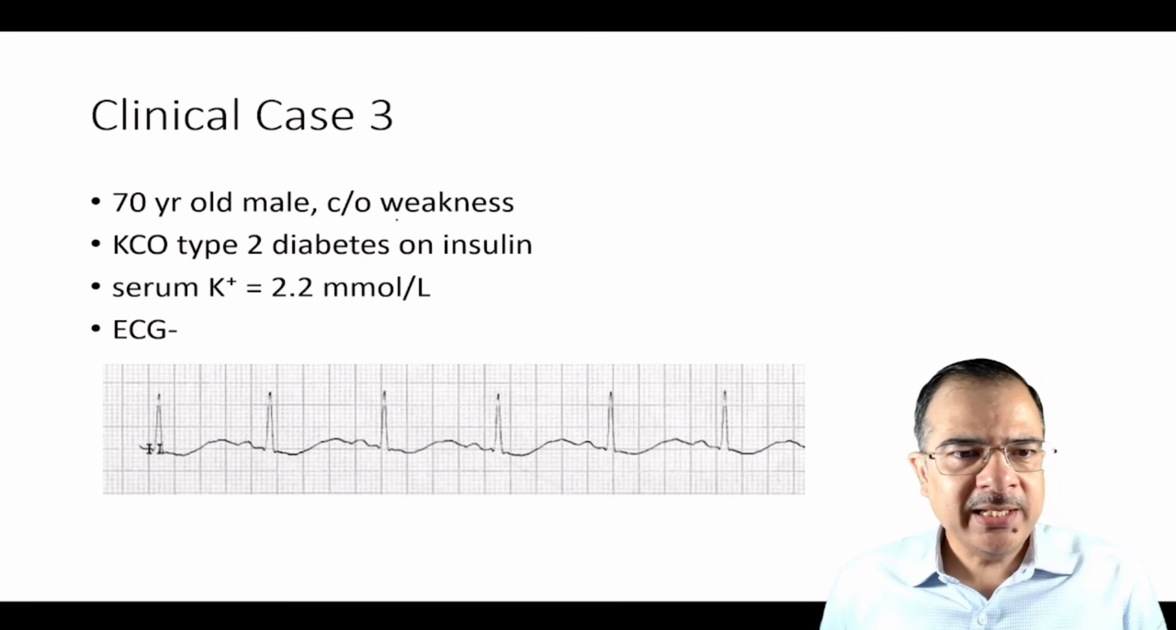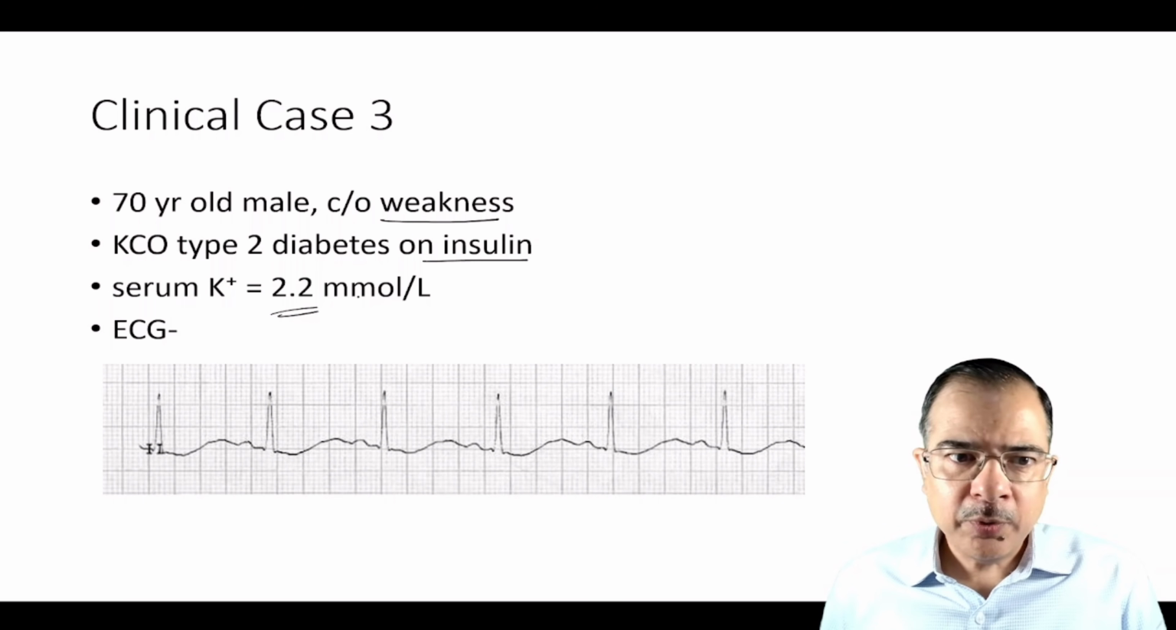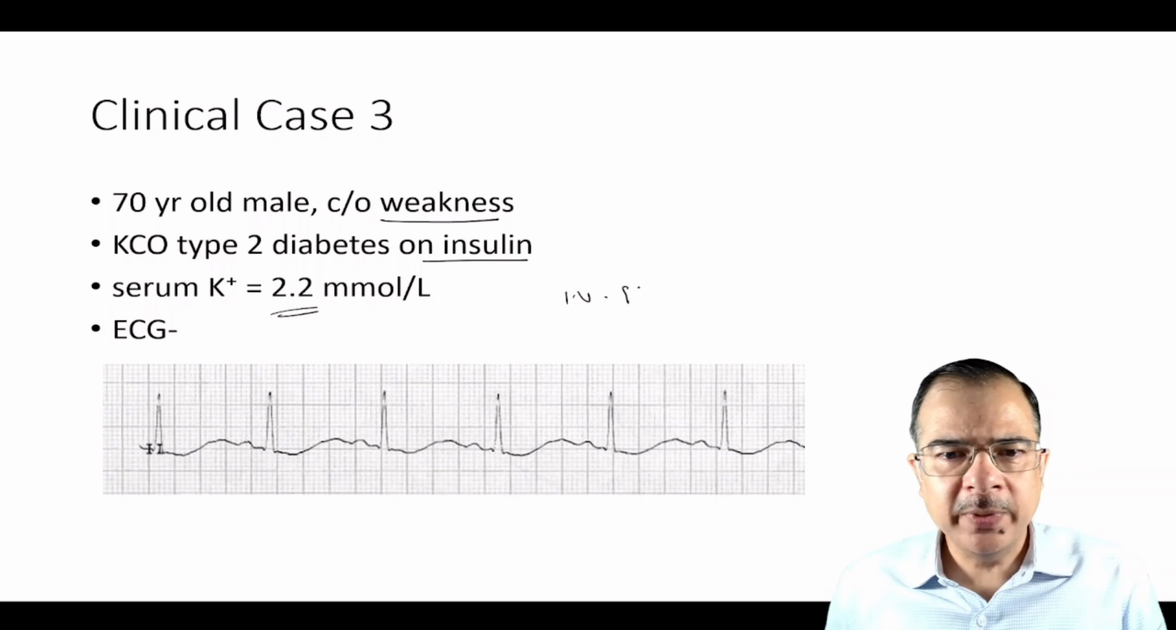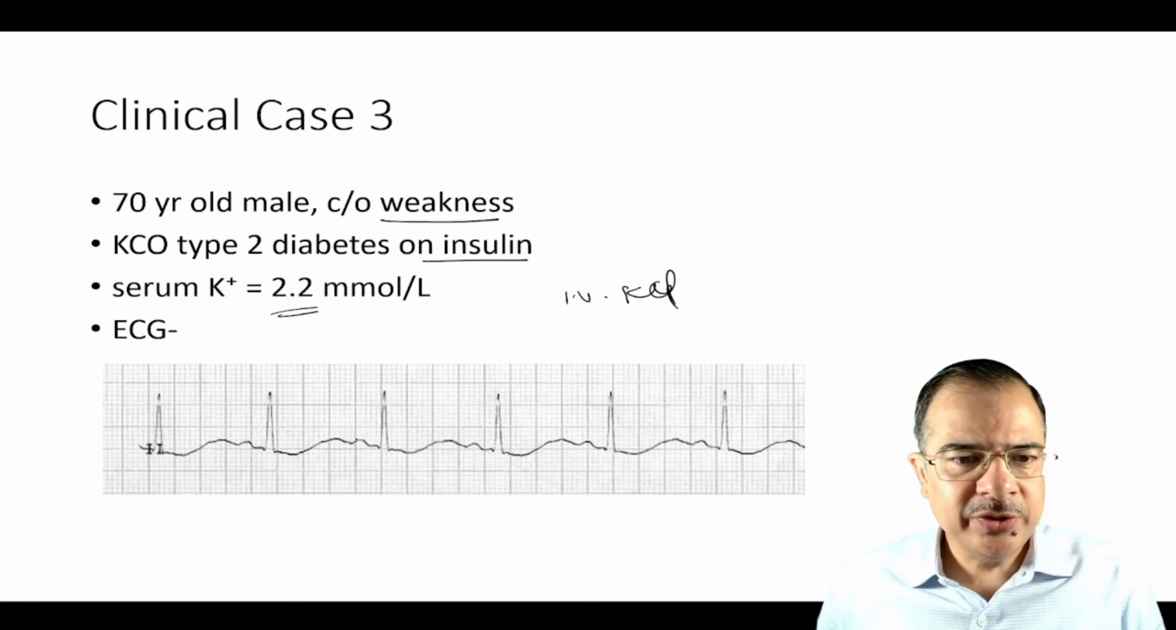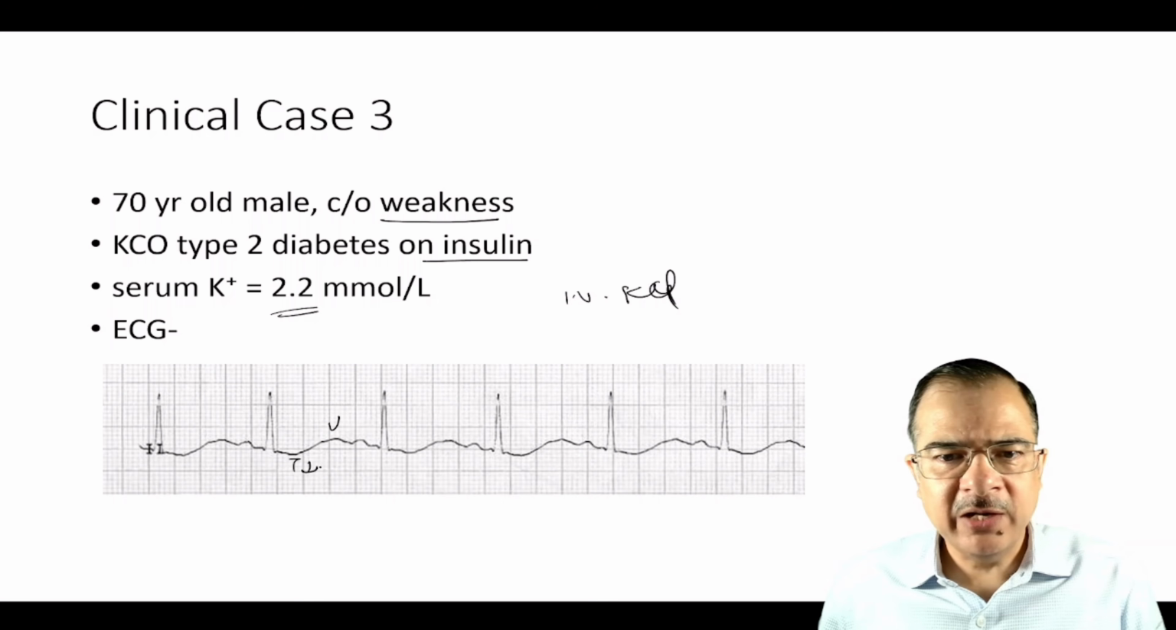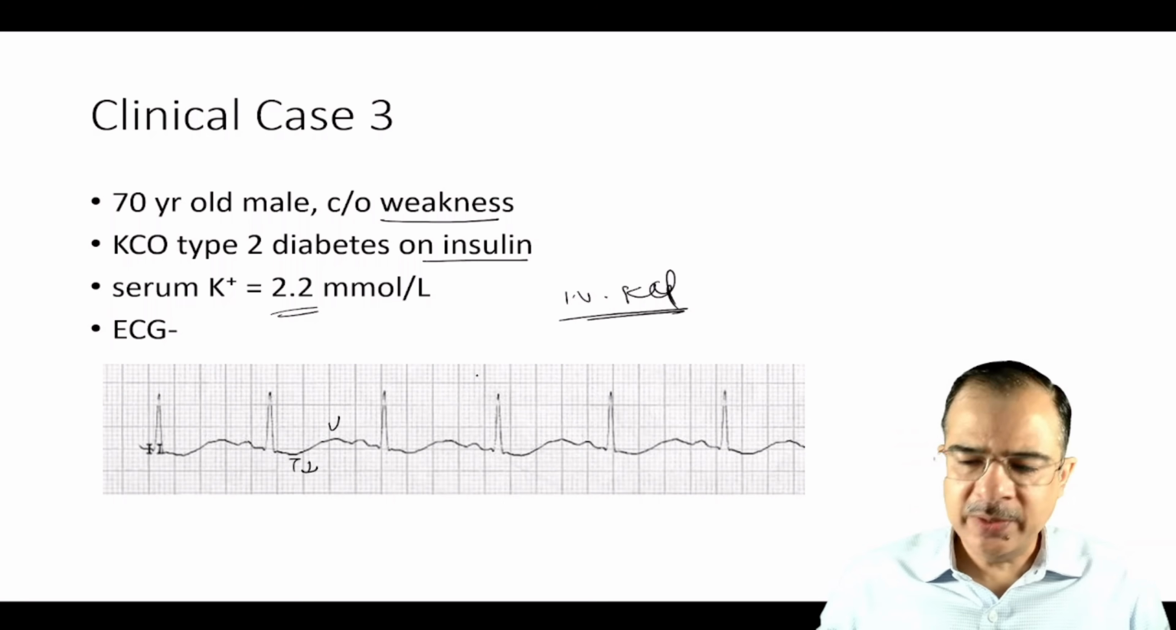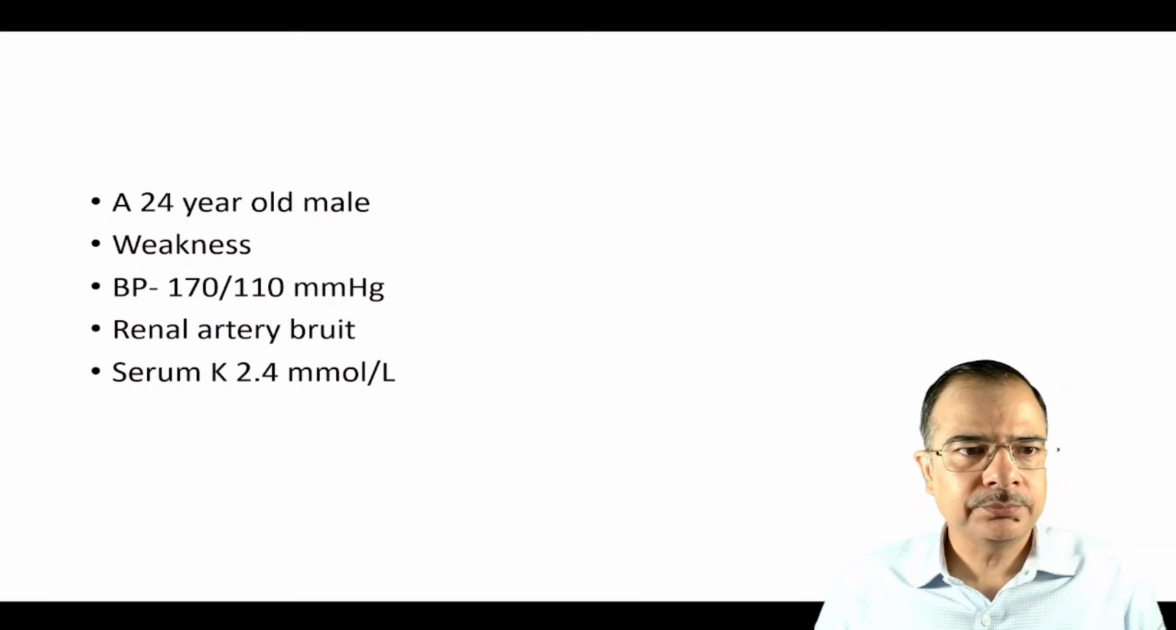Now, the patient has weakness, is taking insulin, and potassium is 2.2. And when the potassium is less than 2.5, definitely IV KCl has to be given. And here you can see ECG changes are there. U waves are prominent, T wave is inverted. So give IV calcium chloride in this scenario.